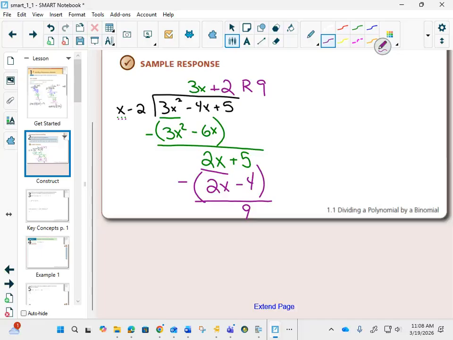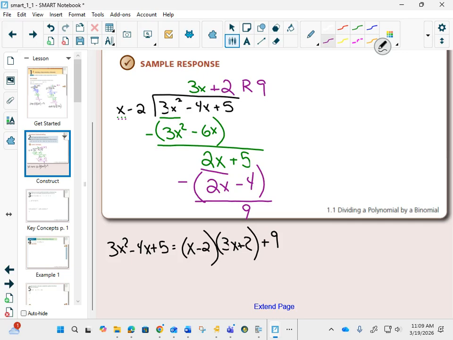What does this mean? This means that 3x squared minus 4x plus 5 is equal to x minus 2 times 3x plus 2, but it doesn't quite work. That's the closest you can get. But you're off by 9, so we have a remainder of 9. You still need to add 9 to make it work.